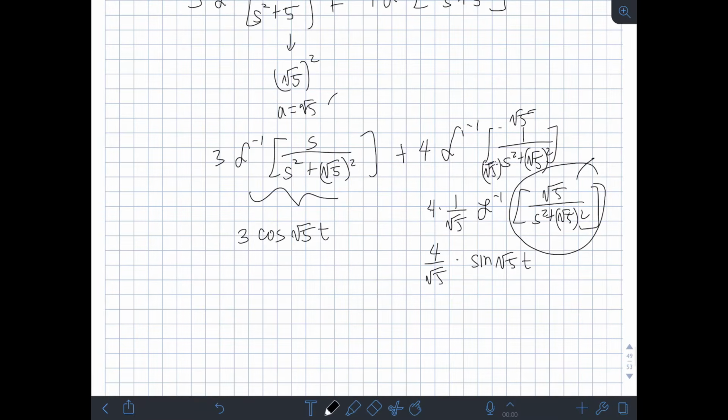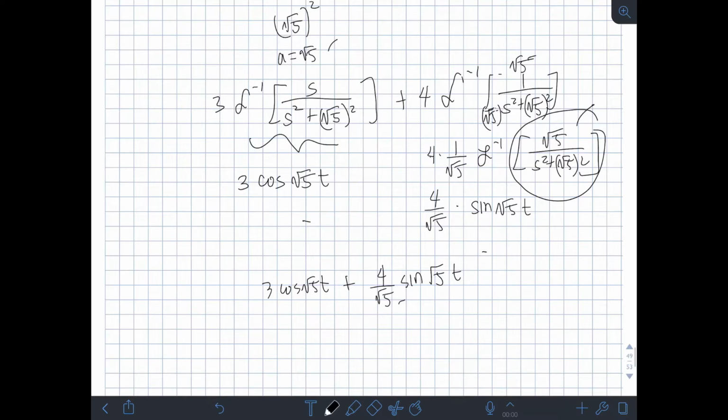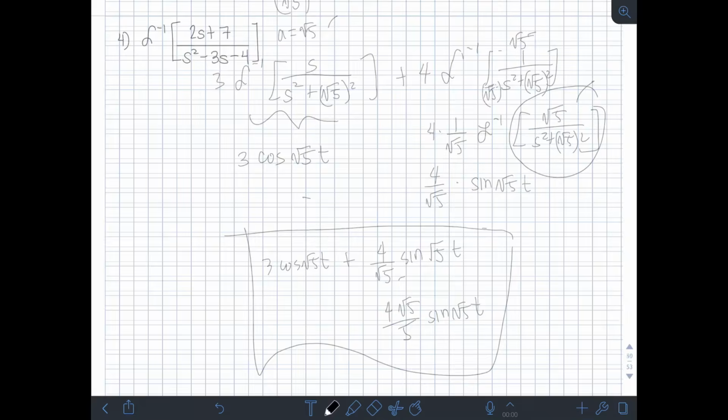Therefore, the final answer is the sum of these two: 3 cosine square root of 5t plus 4 over square root of 5 sin square root of 5t. Or you can rationalize this, so it becomes 4 square root of 5 over 5 sin square root of 5t. Okay, so therefore, this is the final answer.